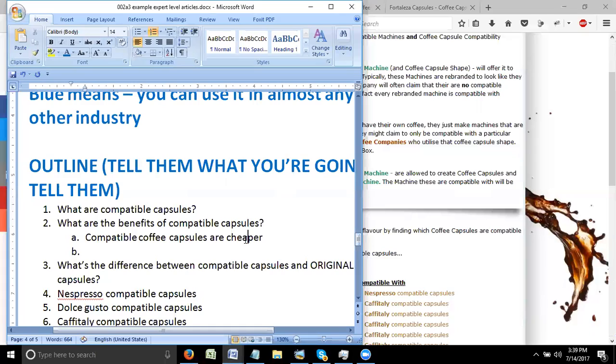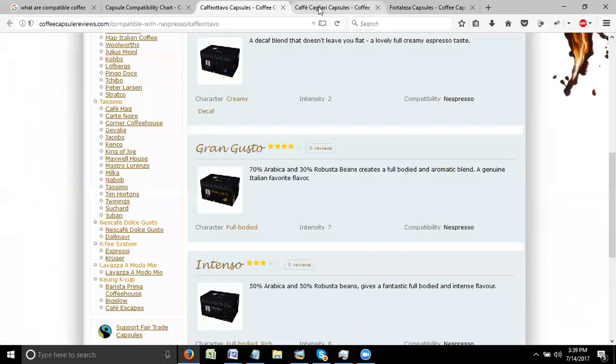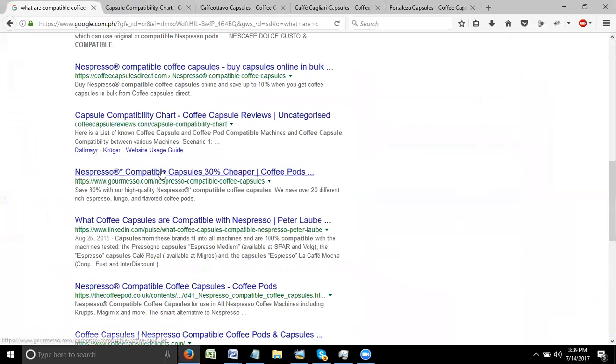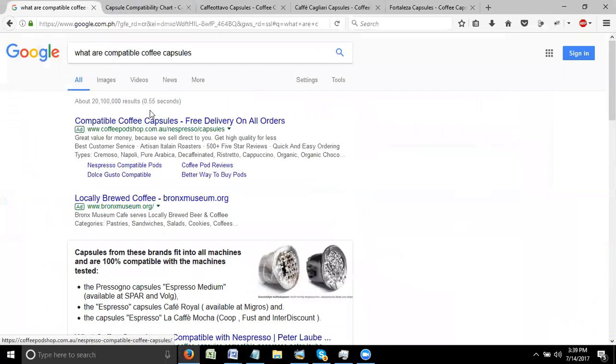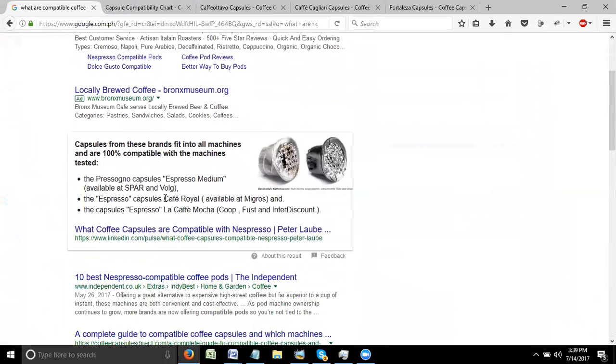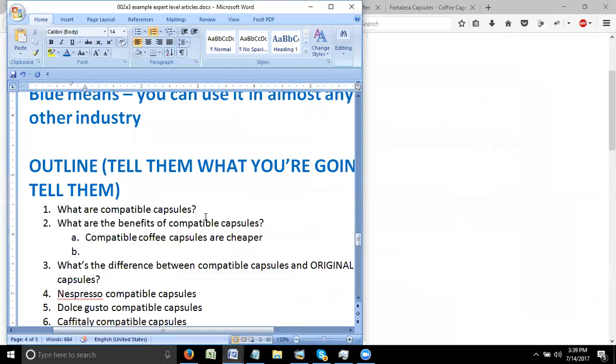So compatible coffee capsules are cheaper. I'm just going to go back here and look at a couple more. Yeah, this is a good question. What coffee capsules are compatible with Nespresso? So you know what? I'm just going to put that in. What are compatible capsules? What are the benefits? What's the difference? Okay. What capsules are compatible with Nespresso?